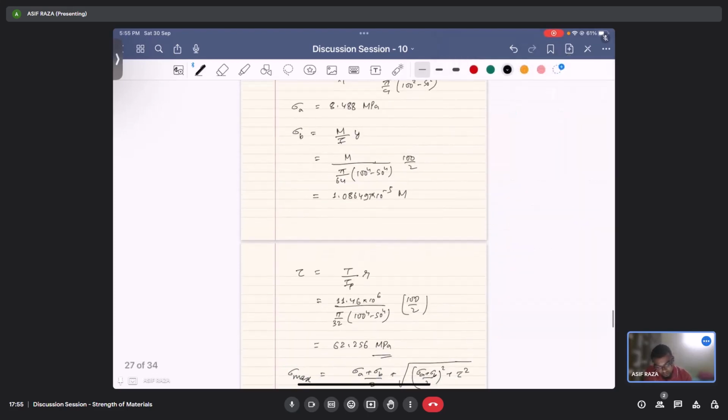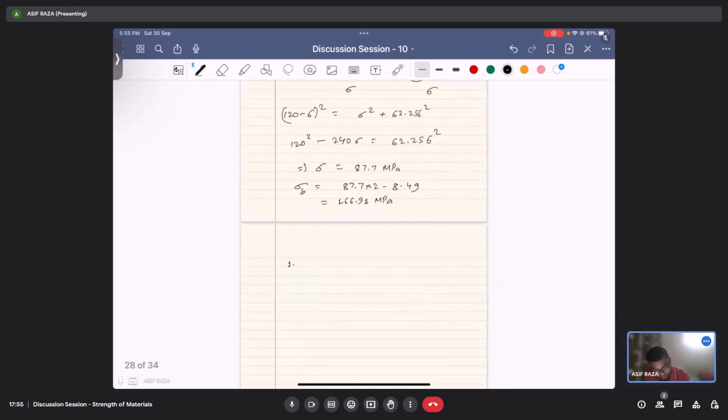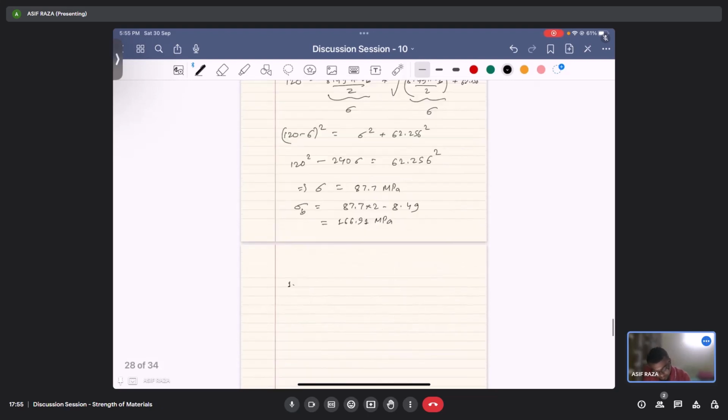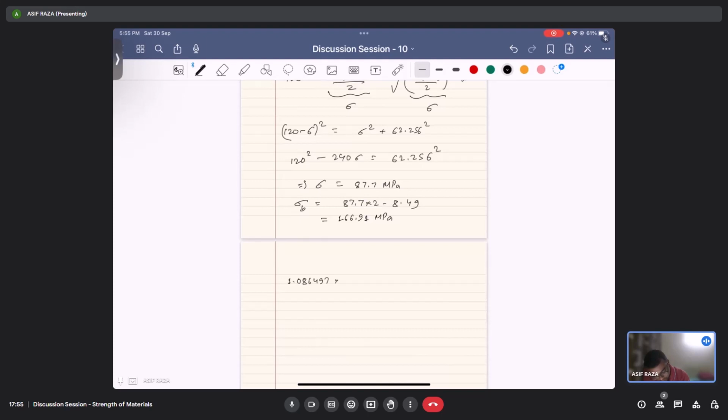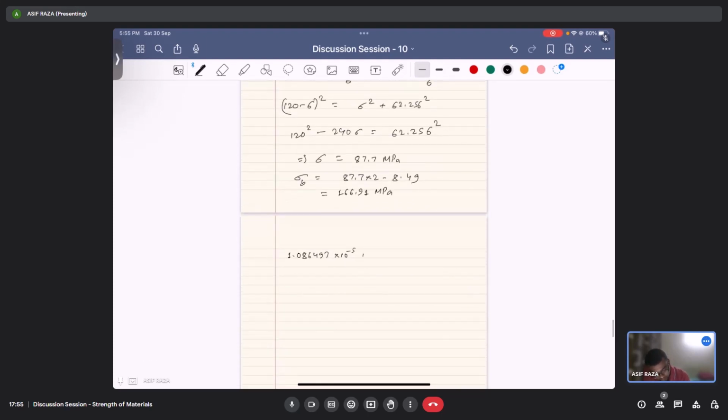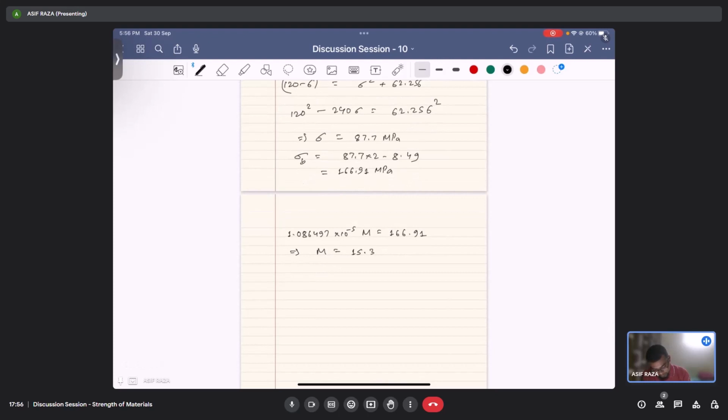Let's solve it further. 1.086497 into 10 power minus 5 M is equal to 166.91, and M comes out to be 15.36 into 10 power 6 Newton millimeter, or I can write 15.36 kilonewton meter.